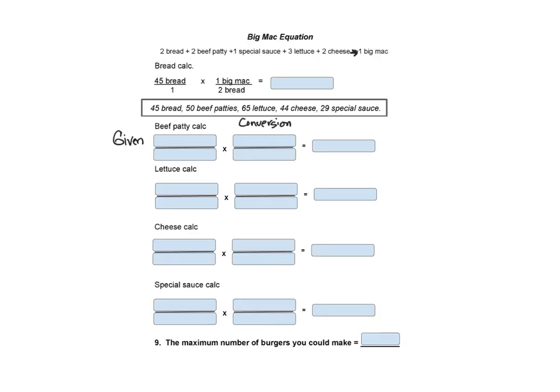So I've included here on the video so you can see these are the ingredients that we are given, and then I've also included at the top the actual recipe for the Big Mac equation because we're going to need both of those. So if I have 45 pieces of bread, that's what I start with. Then I use my conversion factor based off of the recipe. That's the conversion right from the recipe.